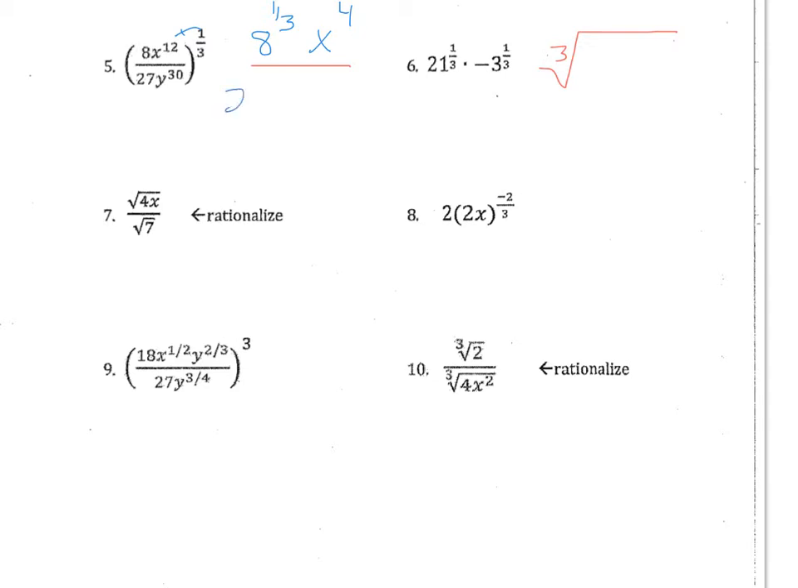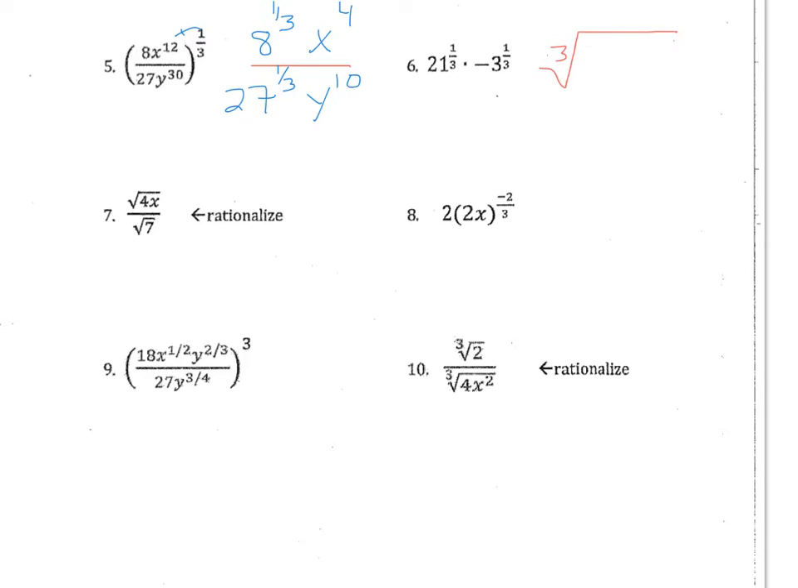Same thing will happen in the bottom. I will get 27 to the 1/3 power. I'll come back and work on that in a second. And then 1/3 times 30, well, 1/3 of 30 is 10. So now I've got some numbers to clean up top.